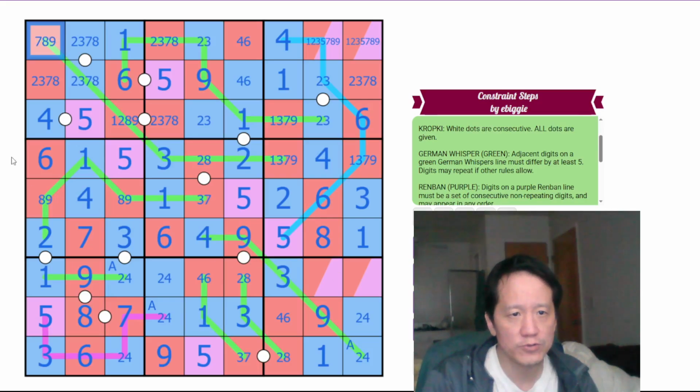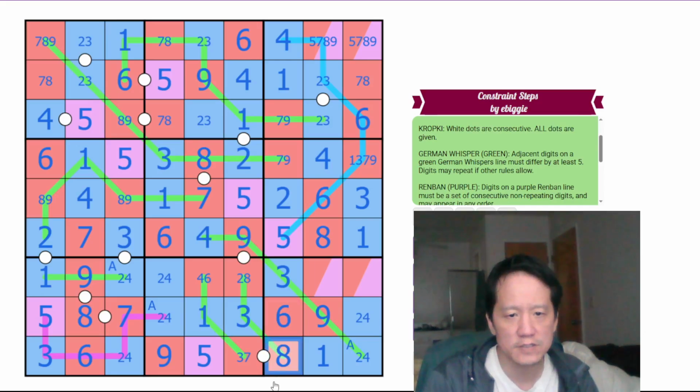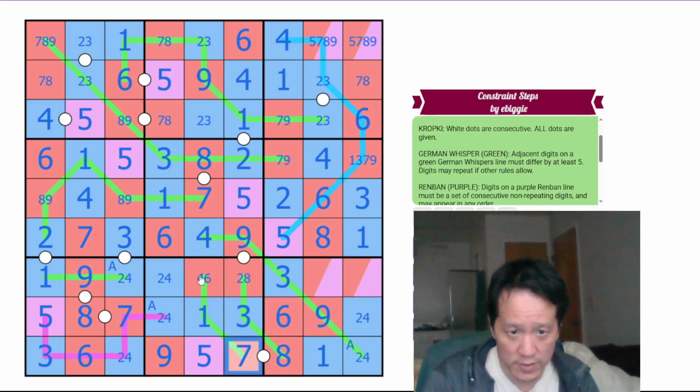This is not 1, 2, or 3. This is not 7 or 8. No 7 or 8. This can't be 2 or 3. It can't be 1 or 2. It can't be 2 or 3. No 2 or 3. This has to be a 7, and this is an 8. This is a 4, and this is a 6. This can't be 1, 2, or 3. This can't be 2 or 3. This can't be 1 or 3. No 1, 3. This is a 6. This is an 8. This is a 7.